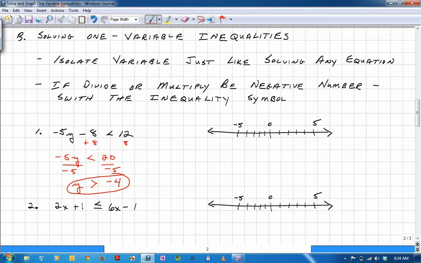And how that will work when we graph it is, notice that there's no equal sign. So here at negative 4, I'm going to put an open dot, and all the values of y that are greater than negative 4 will go out to the right.